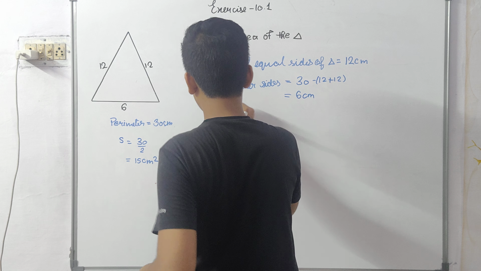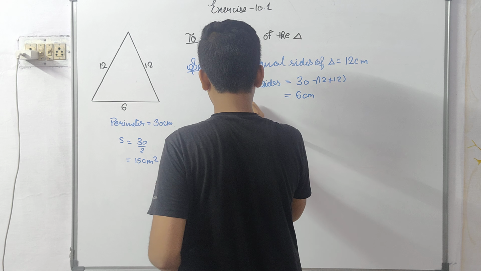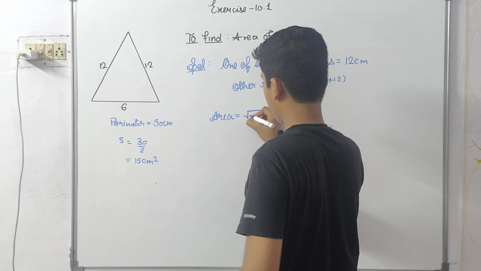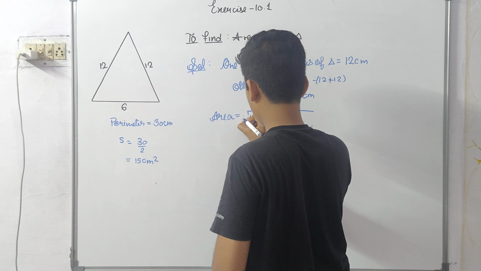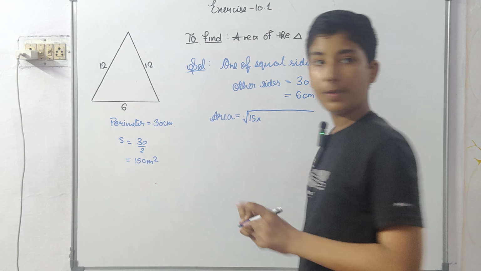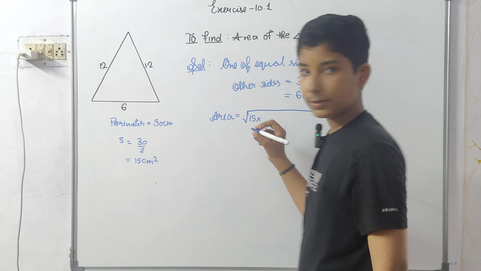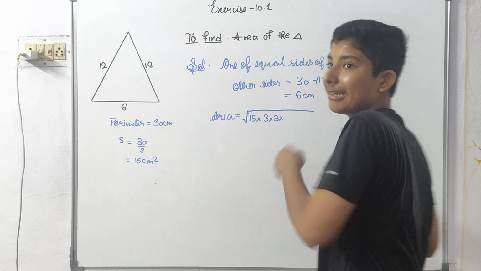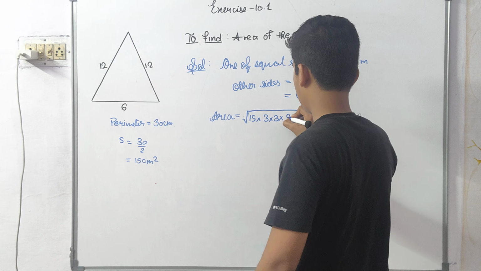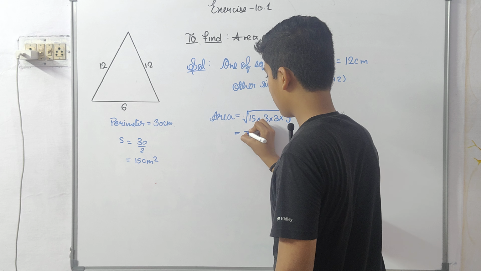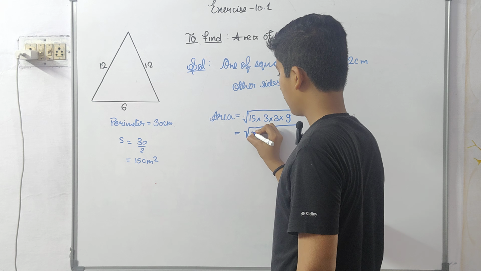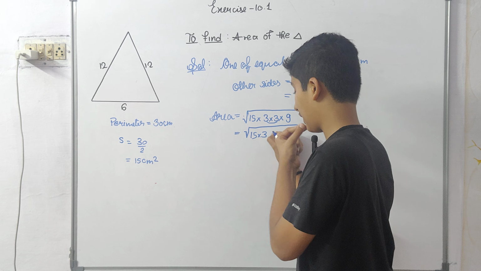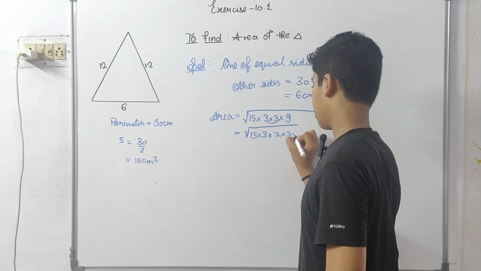Now area equals root of S, which is 15, into 15 minus 12, which is 3, into 3, into 15 minus 6, which is 9. Means root of 15 into 3 into 3 into 3 into 3. 15 will remain as it is.